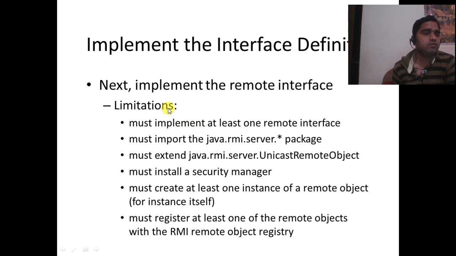For implementation, whenever we are moving on to implementation, we have certain limitations. It must implement at least one remote interface, to be maintained between client and the server. It must import the java.rmi.server.* package. It must extend java.rmi.server.UnicastRemoteObject. These packages are required so that the proper communication may be established. It must install a security manager for proper authentication. Must create at least one instance of a remote object. Must register at least one of the remote objects with the RMI remote object registry. So in the RMI remote object registry, at least one of the remote objects is to be executed.